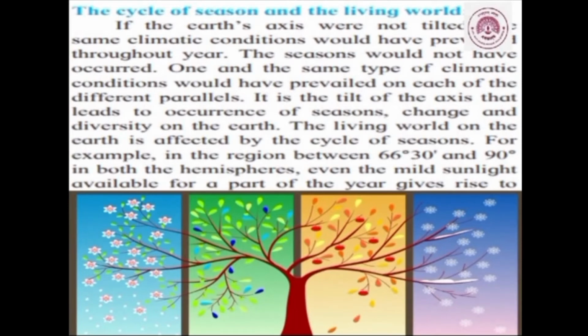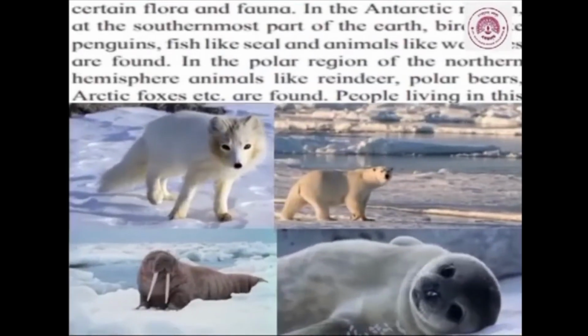The living world on the earth is affected by the cycle of seasons. For example, in the region between 66 degrees 30 minutes and 90 degrees in both the hemispheres, even the mild sunlight available for a part of the year gives rise to certain flora and fauna. In the Antarctic region on the southernmost part of the earth, birds like penguins, fish like seal and animals like walruses are found. In the polar region of the northern hemisphere, animals like reindeer, polar bears, arctic foxes, etc. are found.